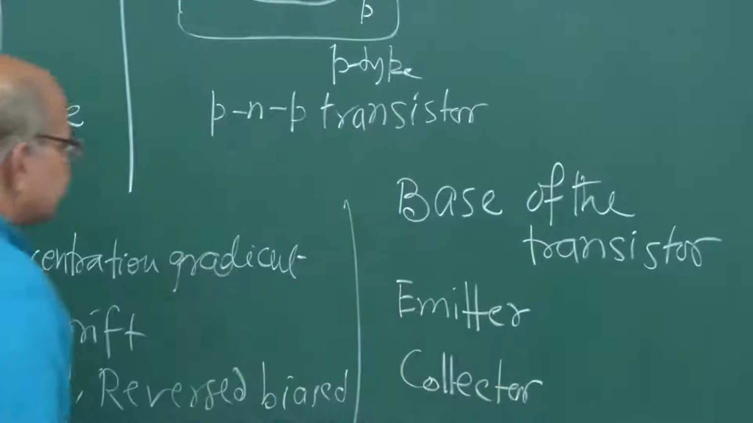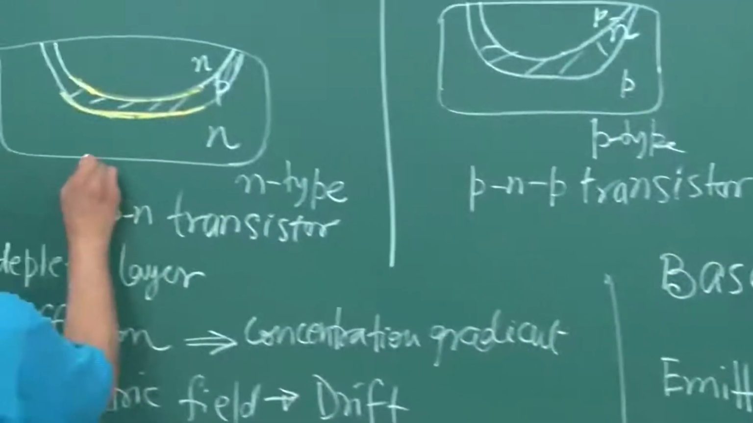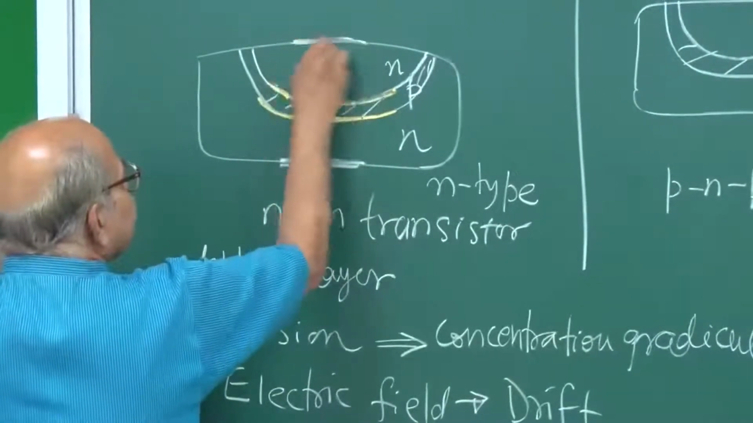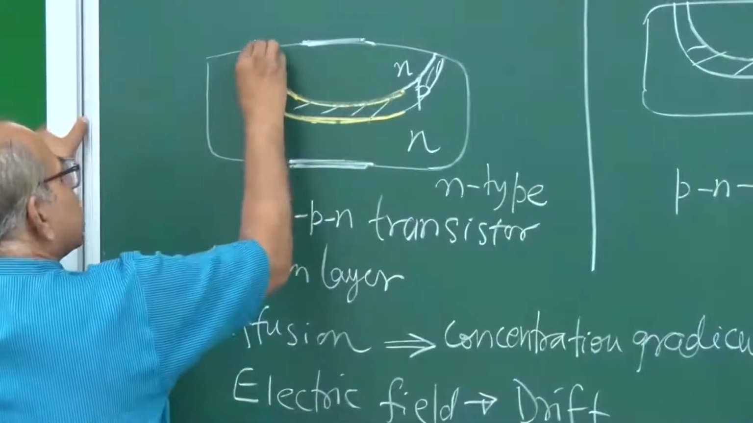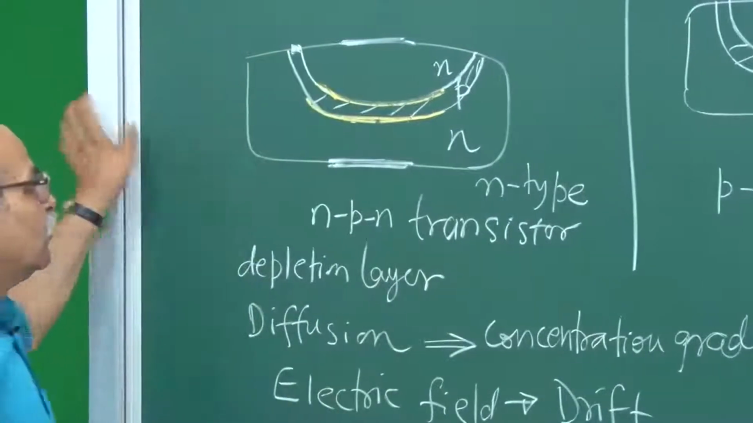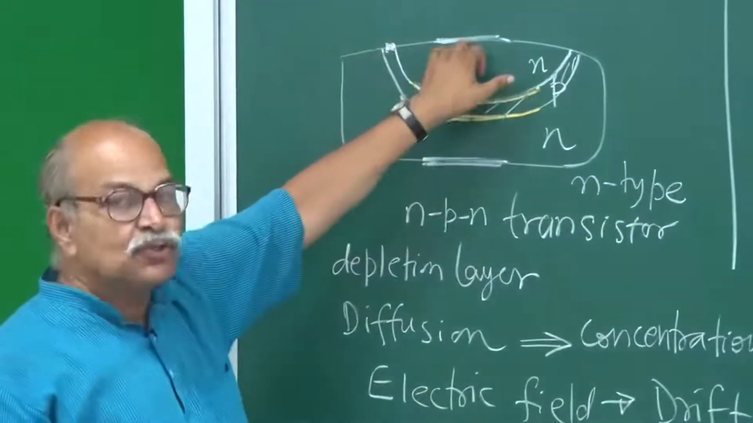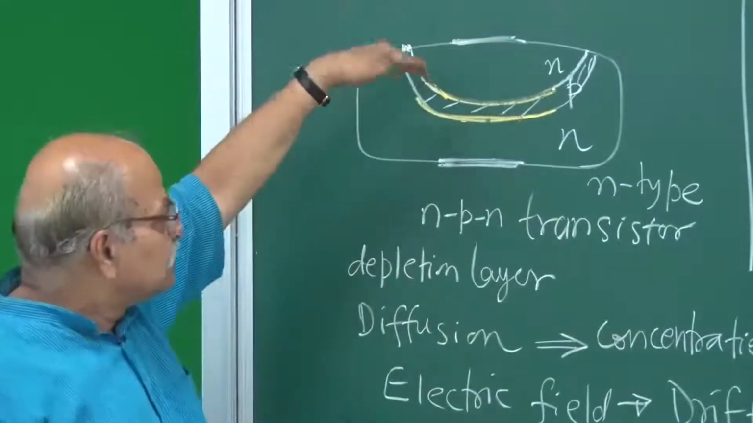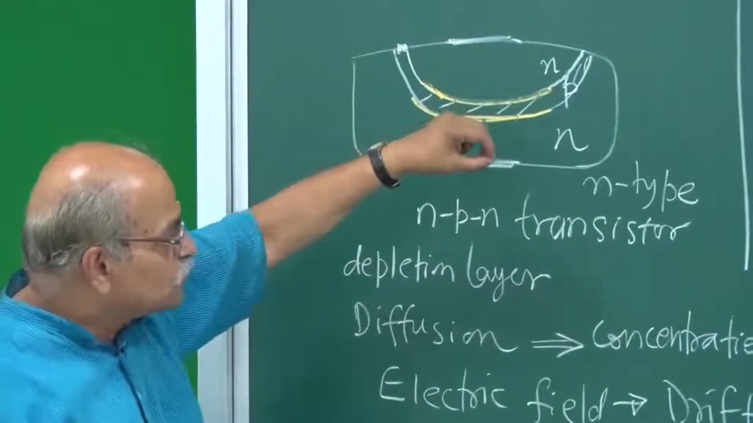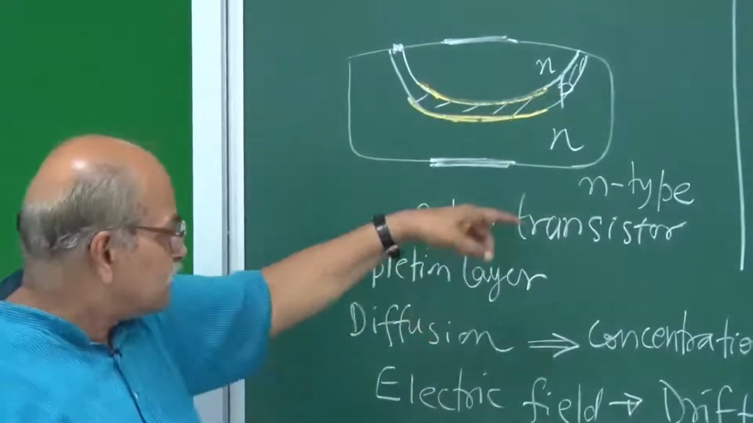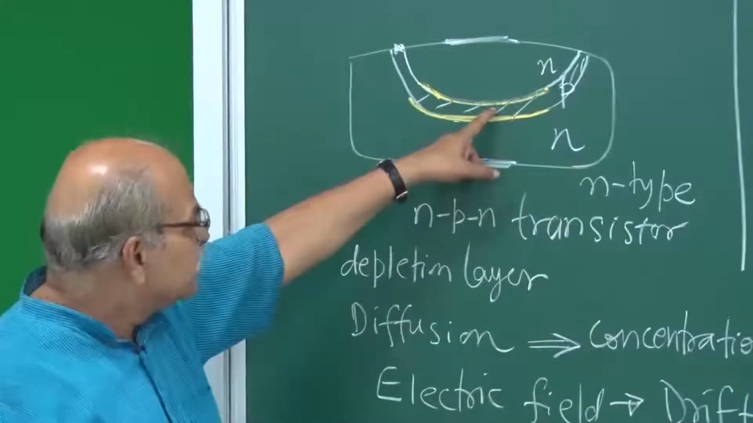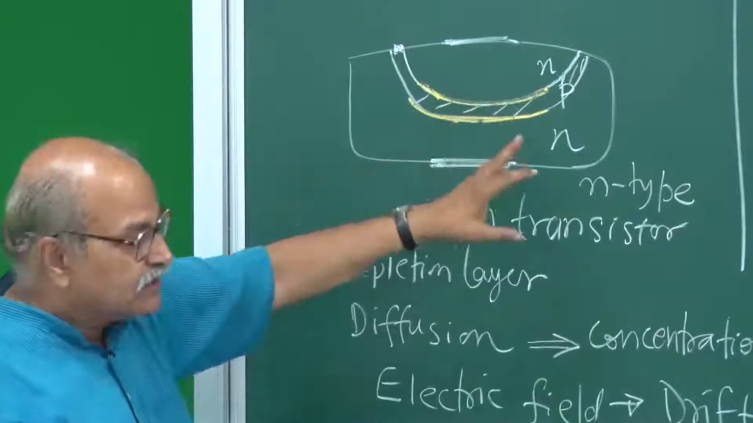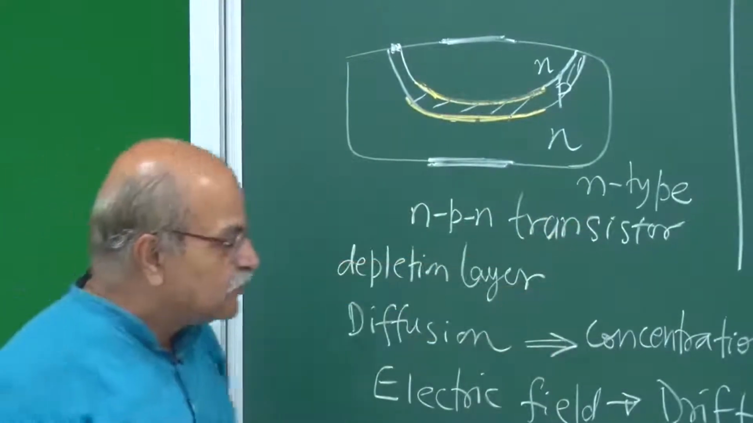You will have metal contacts. You will have a metal contact somewhere here, and somewhere here, and somewhere here, so that all three can be joined to the external circuit. So you will have three terminals to join to the external circuit, corresponding to base, emitter and collector. This is the nomenclature; this is how we name it.